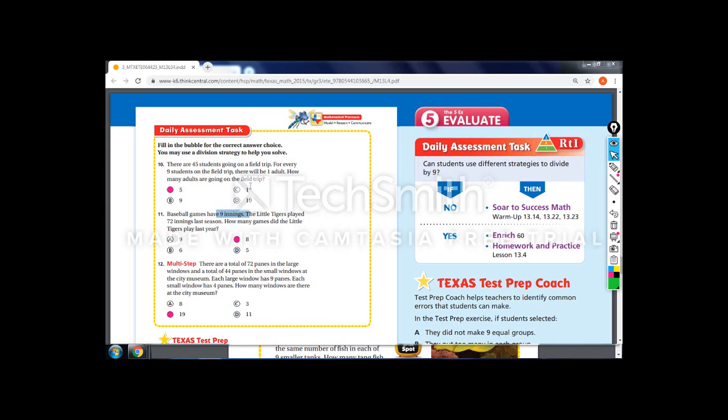Today's Monday, March the 30th, and you should have finished 13.4 and 16.4 and be checking your work. So let's check the work you did for Monday, and it's 13.4. Let's look at your daily task assessment. Let's take a look at how we solve these problems. So here are your answers, and let's walk through it.